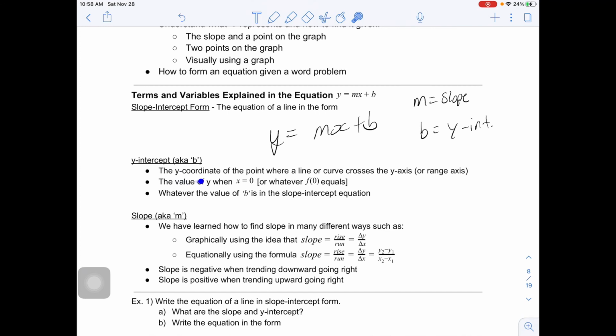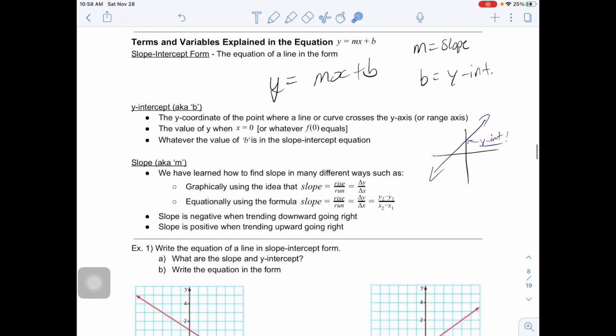Y-intercept, aka b, is the y-coordinate of the point where a line or curve crosses the y-axis. So that's this point. If you have a graph and it goes like this, the point here is your y-intercept. Remember, this is when x equals 0. So if x equals 0, this is your y value. And in function notation, it's when you have f of x and your x is replaced with 0.